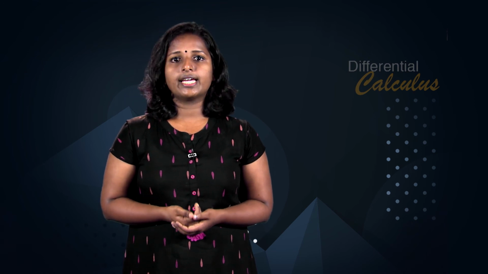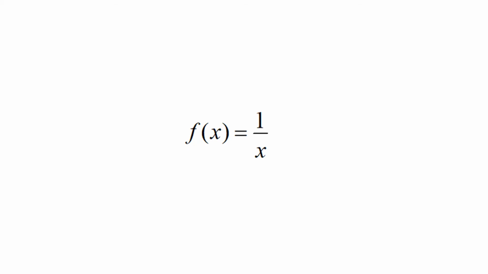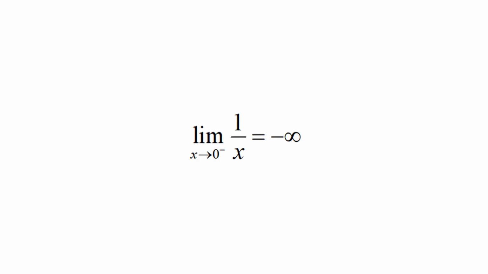That is, the right hand limit does not exist when x approaches 0. Also, as x values are taken closer and closer to 0 from the left, that is along the negative x axis, the corresponding values of f(x) equal to 1 upon x are negative and decrease without bound. We describe this limiting behavior by writing: limit of 1 upon x as x approaches 0 from the left is negative infinity.